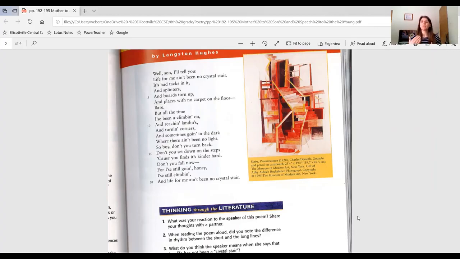And then we have 3 lines that are the longest lines of the poem. We have line 2, life for me ain't been no crystal stair. We have the line before bear, and places with no carpet on the floor. And then we have the last line, and life for me ain't been no crystal stair, the same thing. So by having those ones longer than the rest of the poem and having them stand out, what does that do for the poem? So I want you to think about those. I want you to pause the video, and I want you to write an ACE answer for that next question.